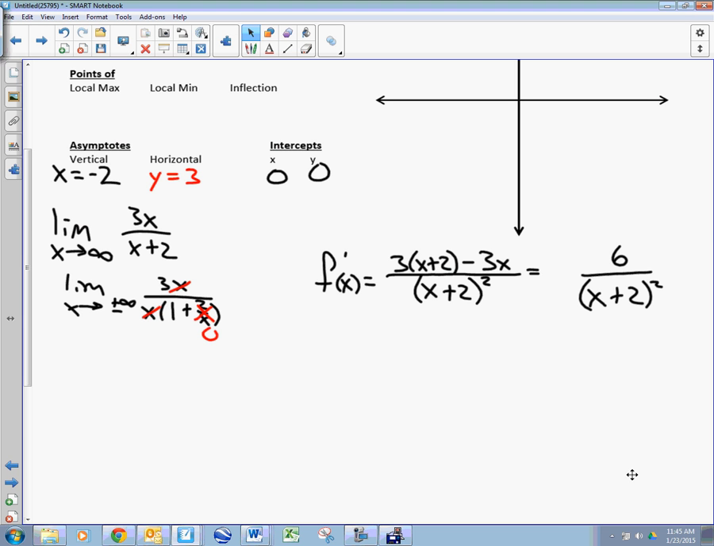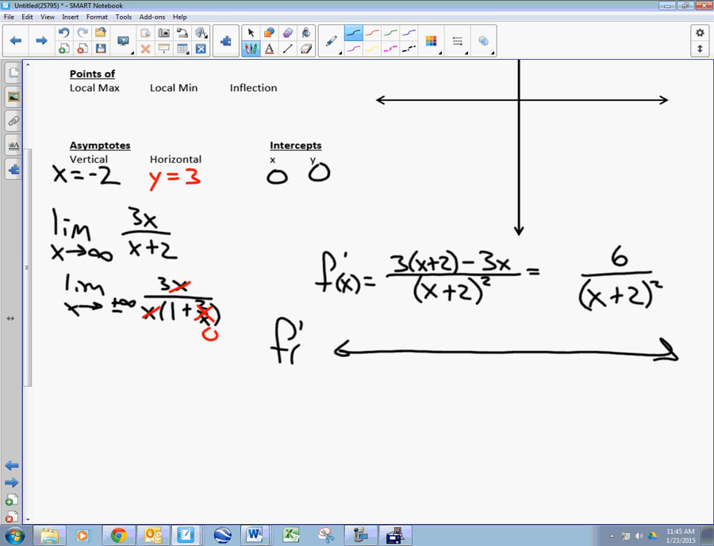Okay, here you go. So that's our derivative. And as we graph it, f prime of x on the number line, is the top ever equal to 0? So is the derivative ever equal to 0? No. It's got a 6. The top is never equal to 0, so the derivative is never equal to 0. If the derivative is never equal to 0, this graph does not have what?